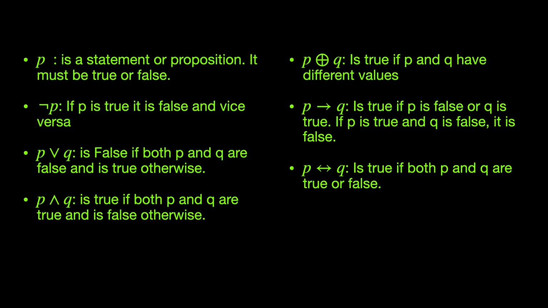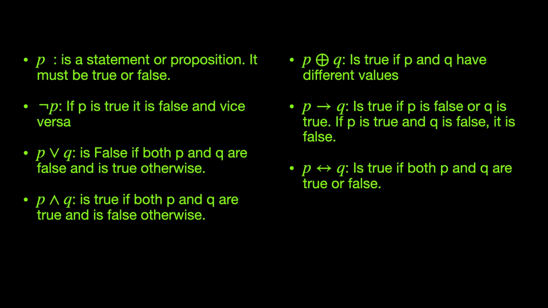P or Q is false if both P and Q are false, and it's true otherwise. P and Q is true if both P and Q are true, and it's false otherwise. P XOR Q, which is known as exclusive OR as well, is true if P and Q have different values. So if P is false and Q is true, it is going to be true. But if P and Q both are true, it is going to be false.